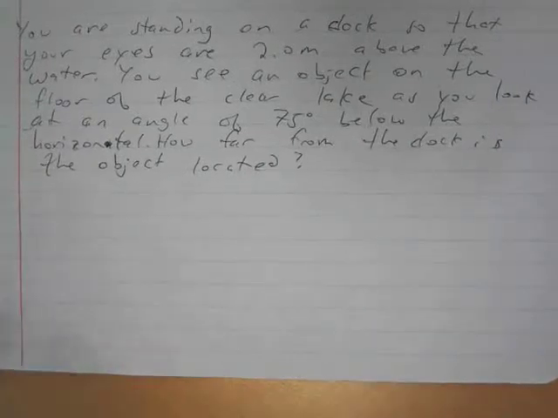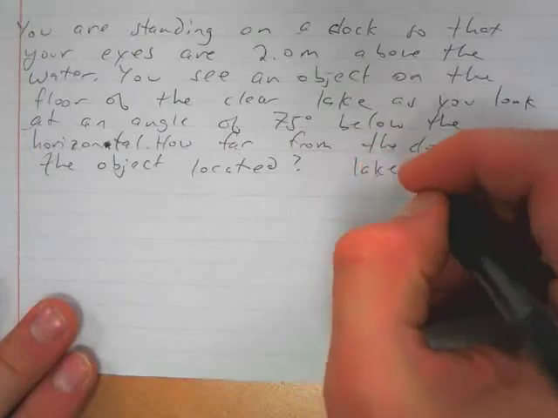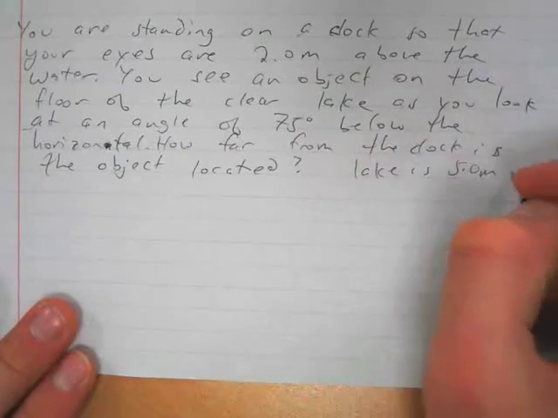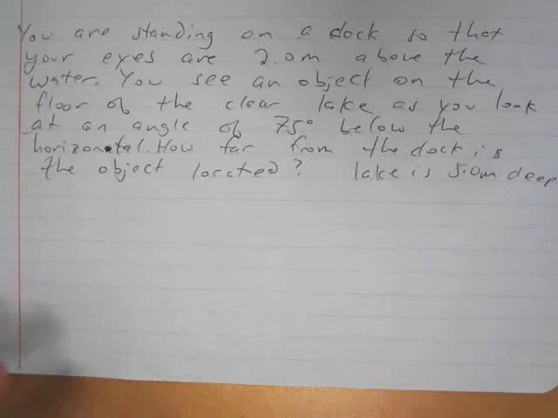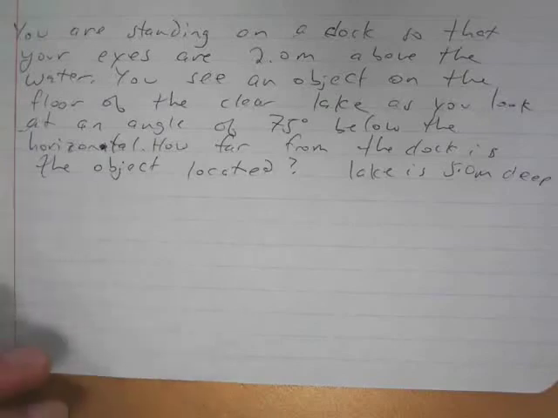Now, I didn't write it down, but I'm going to say that the lake is 5 meters deep at the point where you're looking. If there wasn't the lake involved, this would just be a simple trigonometry problem. You'd have the angle, and you'd know what the height was. The total height is 7 meters, and so you could use trig to calculate that horizontal distance, and the horizontal distance is what we're looking for.